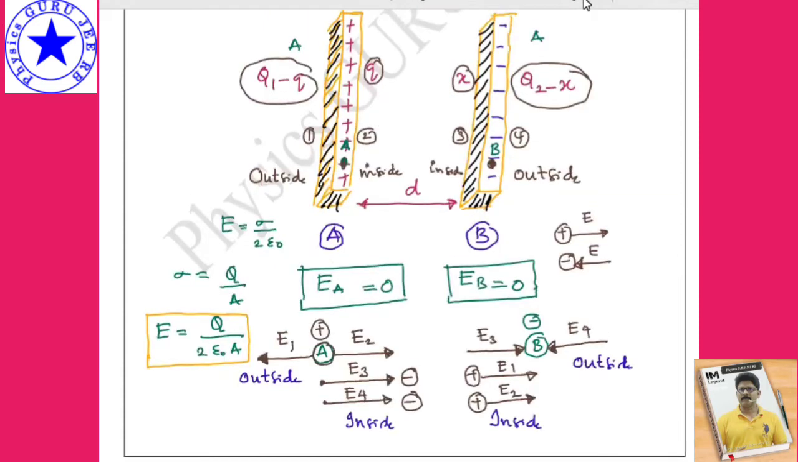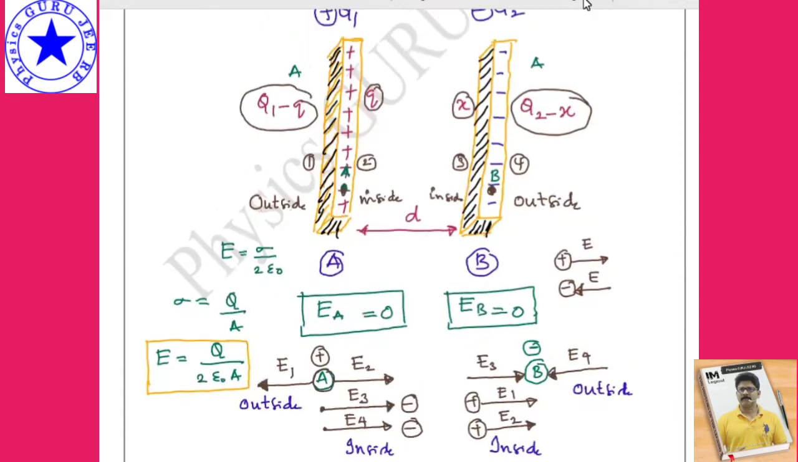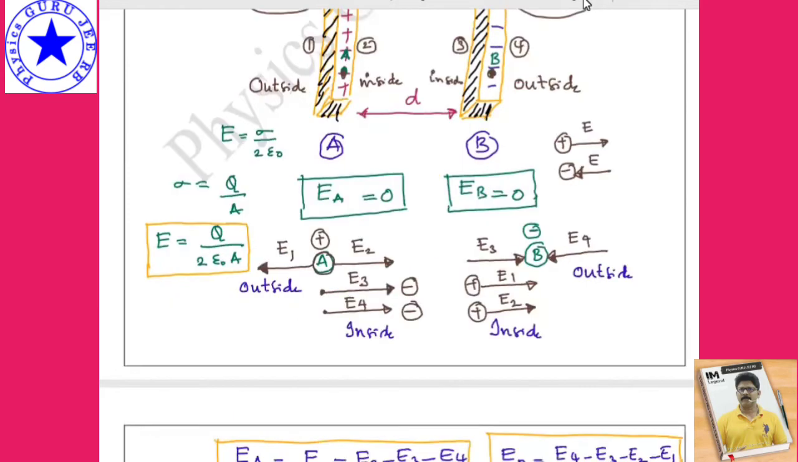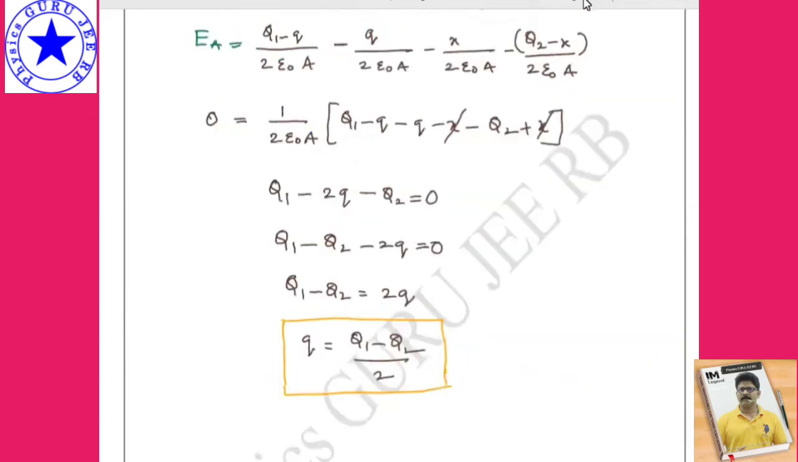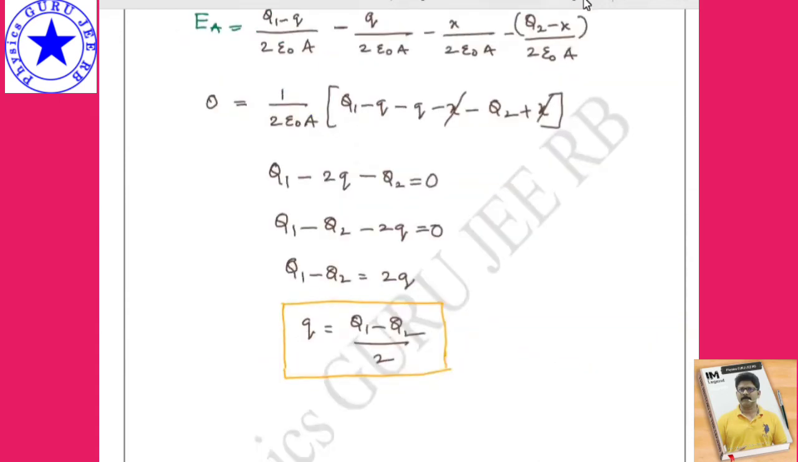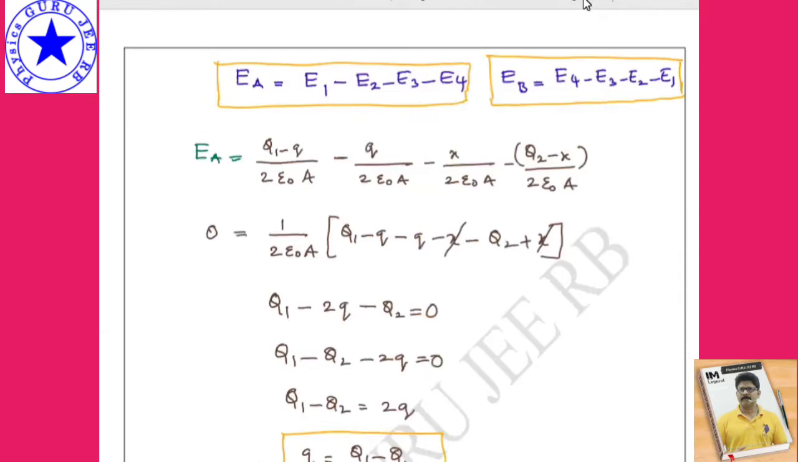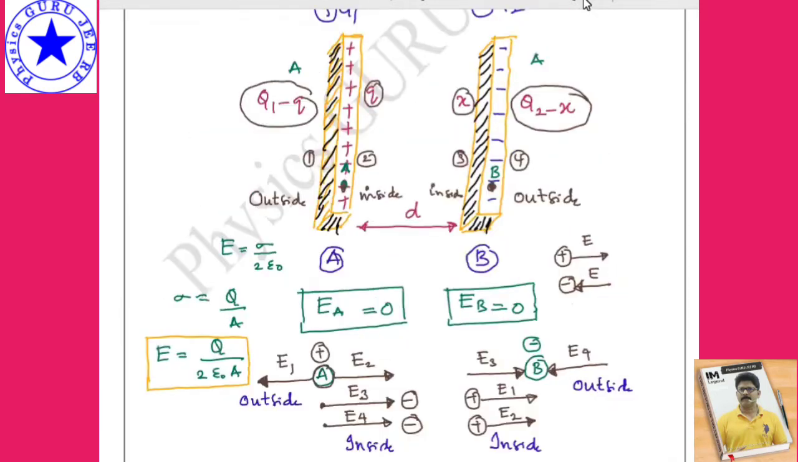So q inside the first plate, q is equal to Q1 minus Q2, hope it is clear, Q1 minus Q2 by 2, Q1 minus Q2 divided by 2. Okay, now if I want outside plates, what is that outside of Q1 minus q?